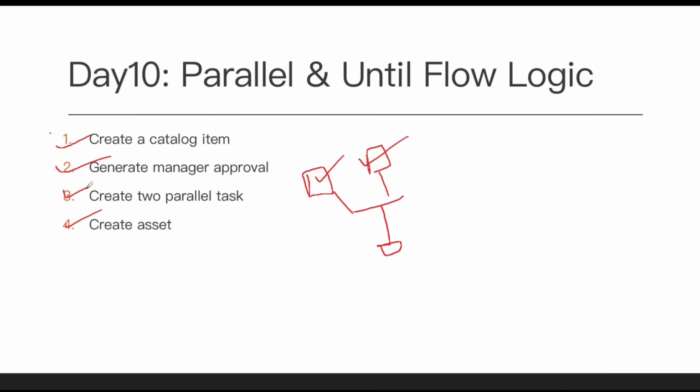The first thing is that we will generate a manager approval. Once the manager approves, the branch will create two catalog tasks. Once the two catalog tasks are completed, from the script we are going to create the asset.